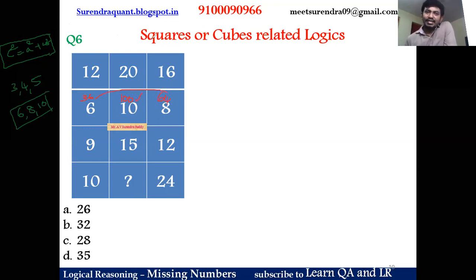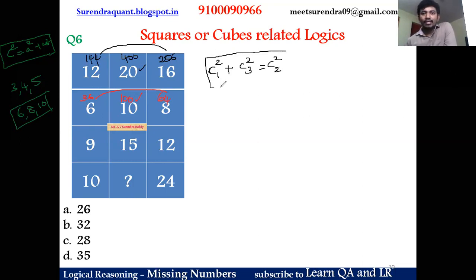If we do the same, let us see whether it satisfies or not. 12 square is 144, 16 square is 256, and 144 plus 256 is 400, and that is 20 square. So the sum of the first column square and third column square is the second column square. We can call the first column C1, the second column C2, the third column C3. So C1 square plus C3 square is C2 square.